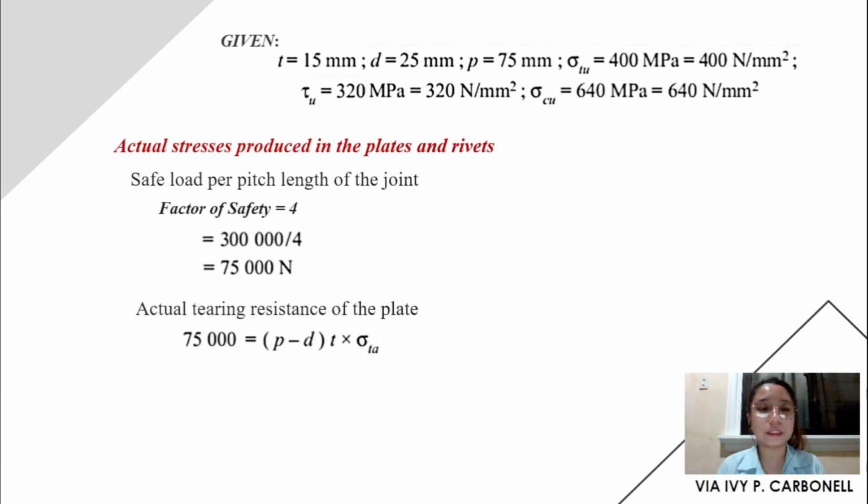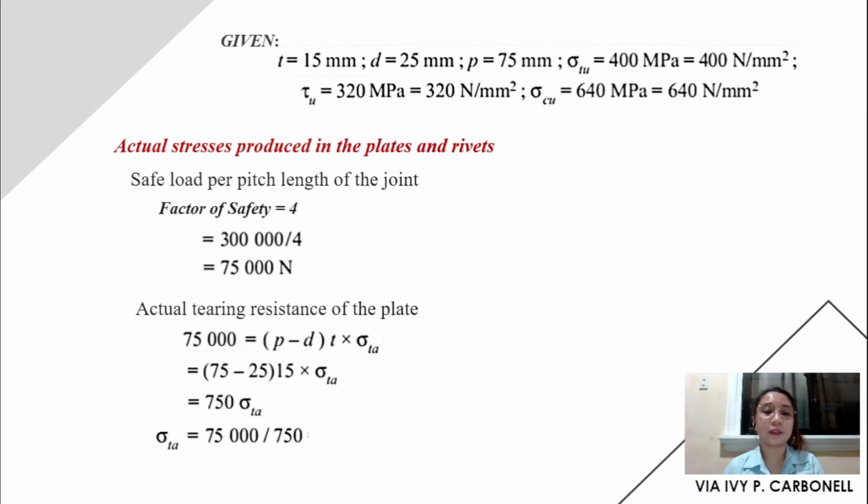So let's move on to the actual tearing resistance of the plate. It is computed with the same formula a while ago, but the difference is we have our safe load. And now we are looking for the actual tearing stress. So 75,000 equals pitch minus diameter multiplied by the thickness multiplied by the actual tensile stress. So let's substitute the given, and we have 750 times the actual tearing stress, so safe load over 750 gives the actual tearing stress. So the answer is 100 megapascal for the actual tearing stress.